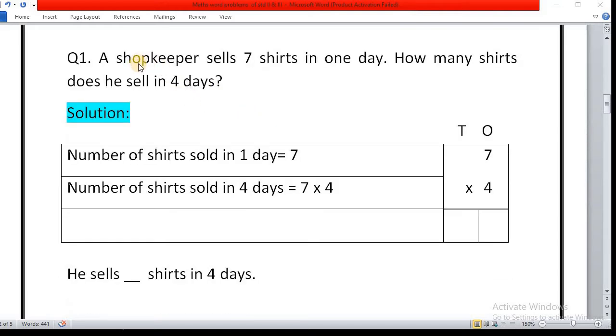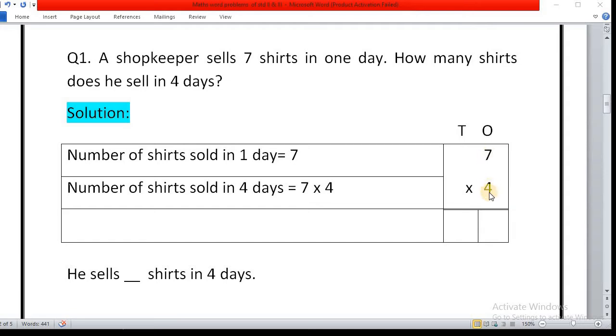Question number 1. A shopkeeper sells 7 shirts in one day. How many shirts does he sell in 4 days? Here's the solution. Number of shirts sold in one day is 7. I have written 7. Number of shirts sold in 4 days will be 7 multiplied by 4. Here I have written tens, ones.